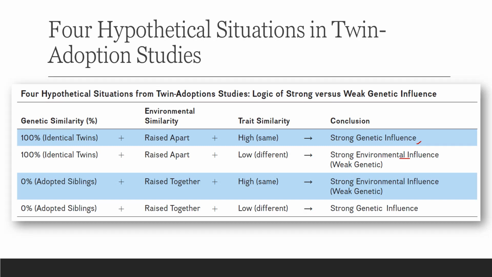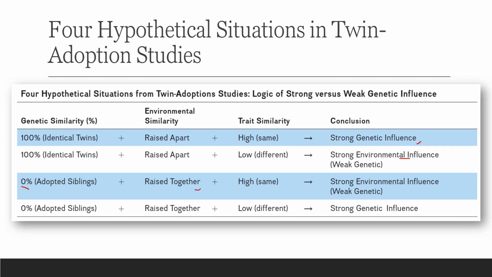Now, let's take a look at the third situation here. What if we have two siblings? They're not brothers, they're just two adopted siblings. Okay? Two different persons from different parents raised together in one home. So their genetic similarity is 0% because they came from different sets of parents. Then they are raised together.